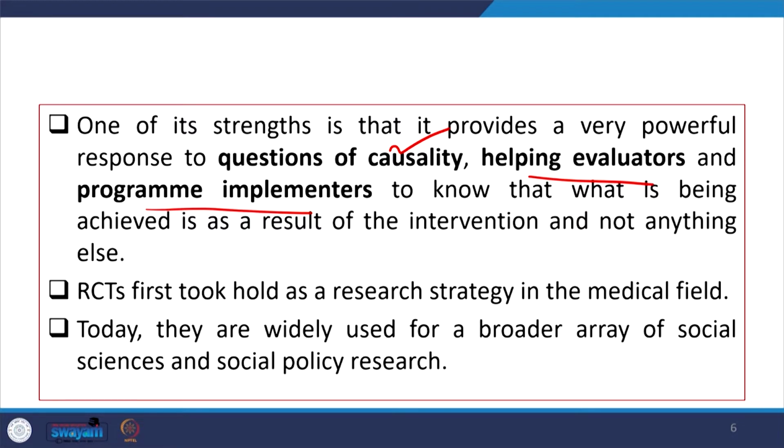RCTs first took hold as a research strategy in the medical field. They largely apply RCT design. Today, they are widely used for a broader array of social sciences and social policy design as well.